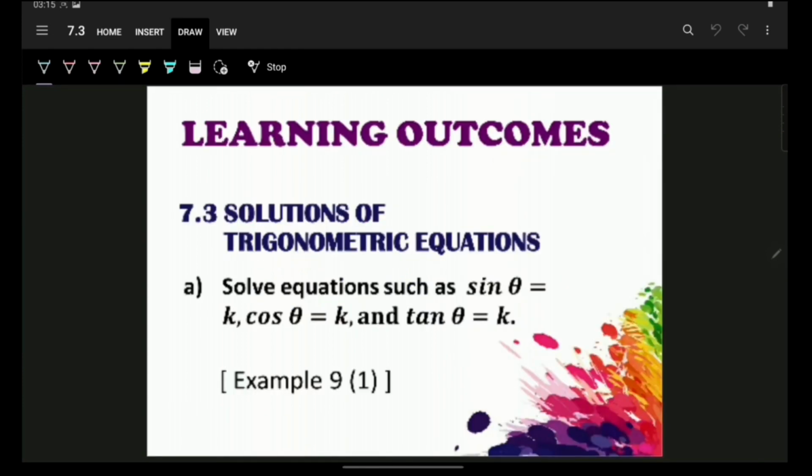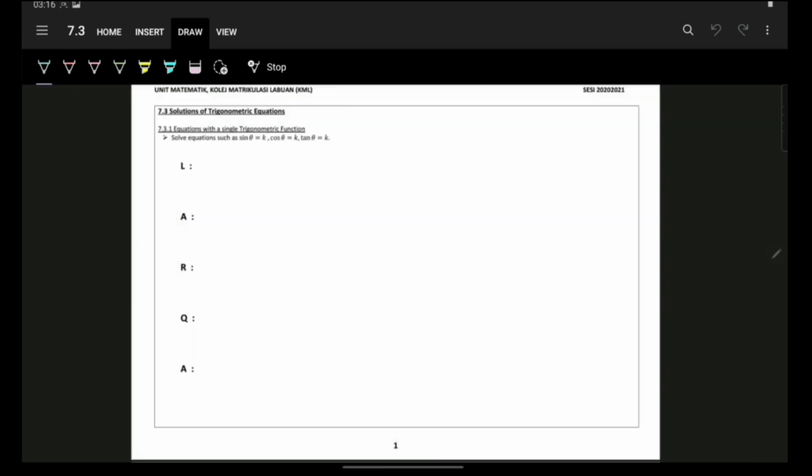For these 7.3 solutions of trigonometric equations, we are going to solve equations involving trigonometric functions, starting with example 9, question number 1. For an equation with a single trigonometric function, we are going to solve it using the acronym LARCA.